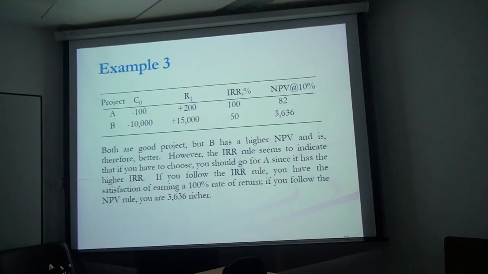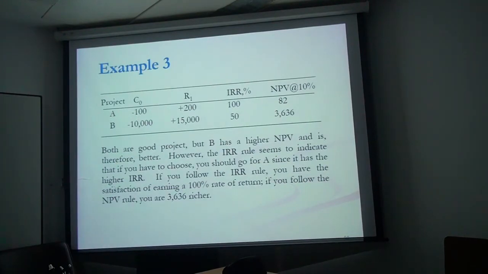Here we are trying to demonstrate that if we rank these projects according to IRR, we will see that project A is a better choice. But if we rank according to the net present value, you will be 3,636 richer. So net present value gives a more comprehensive approach here.